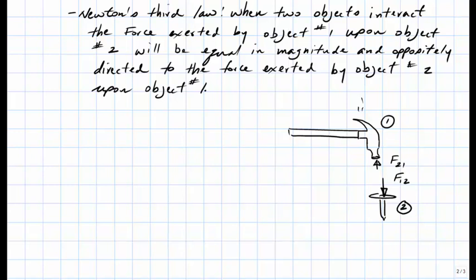We can state that very concisely as follows. Newton's third law in equation form looks like this: F12 simply equals the negative of F21.